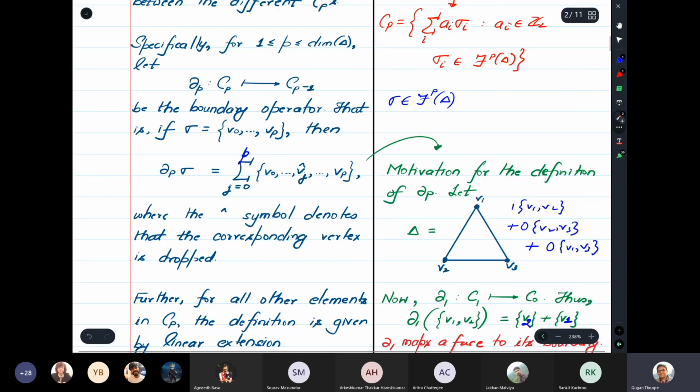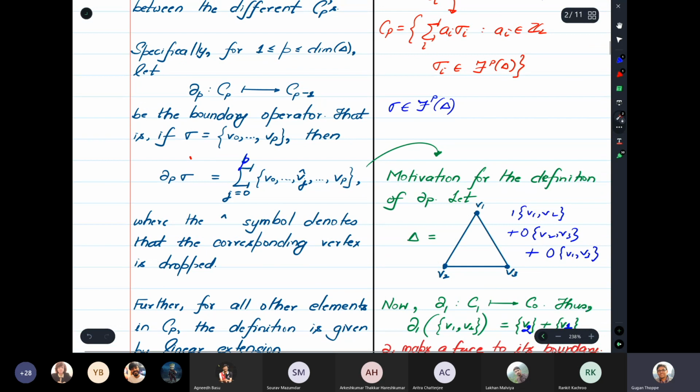So let me pause here for a second or two. If there are any questions with regards to the definition of daba p and why it is referred to as a boundary operator, this may be a good place to ask. Please go ahead.